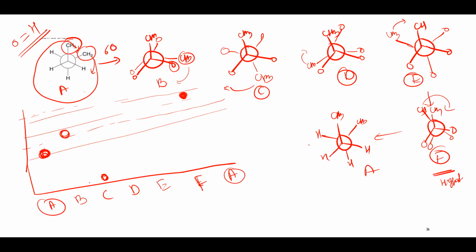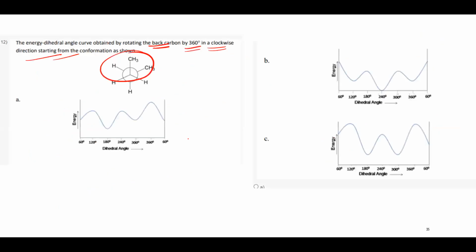So A, B, C, and D is again eclipsed, so D also has the same energy as B. Here there is a gauche conformation which has the same energy as this one. And again F, which has the highest energy. So this is the fully eclipsed, and again A, which has the gauche. So the energy curve looks like this. So what are the options they have given?